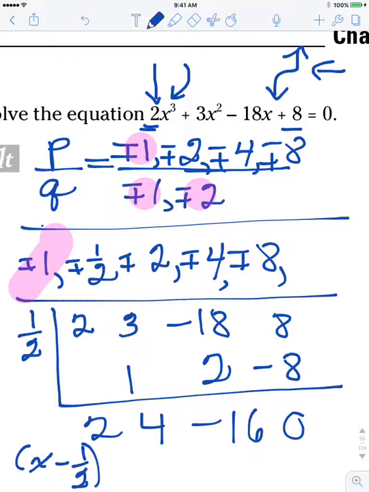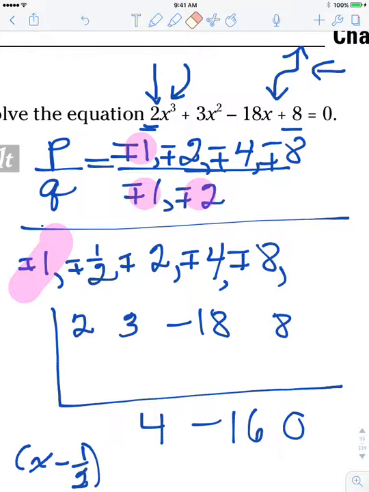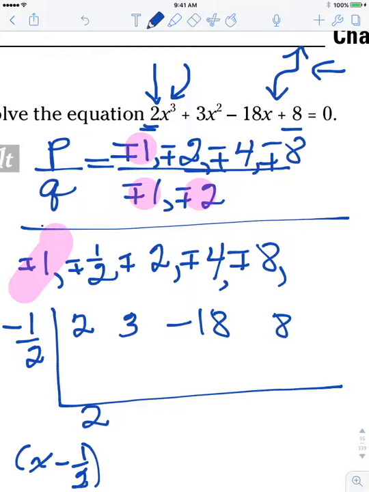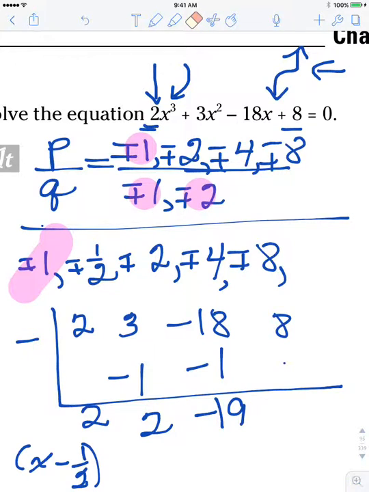Okay, so let's try another one. Let me just kind of erase this. Let's try negative 1/2. So 2 times negative 1/2 is negative 1. 3 minus 1 is 2. 2 times negative 1/2 is negative 1 again. This is going to give me negative 19, and negative 9 and a half of negative 19 is going to give me a remainder, so that didn't work.